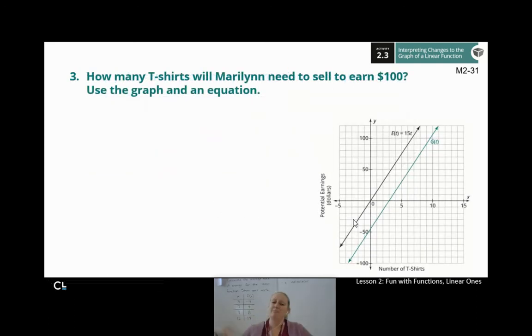So with this in mind, let's go back. We had this question before and it's coming back to us today. How many t-shirts will Marilyn need to sell to earn $100? Make sure we're using the g of t this time, not the e of t. You can use the graph, you can use the equation. Either way is fine with me. Figure out how many t-shirts she now has to sell to earn that $100. Go ahead and hit pause to work this out. Hit play when you're ready to check your work.